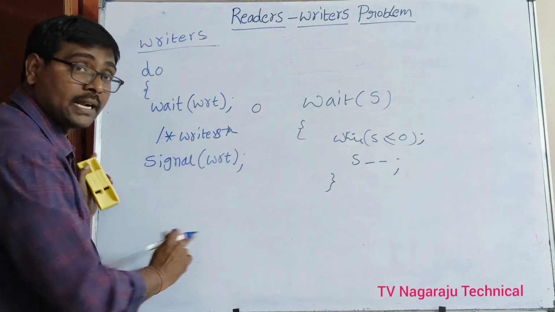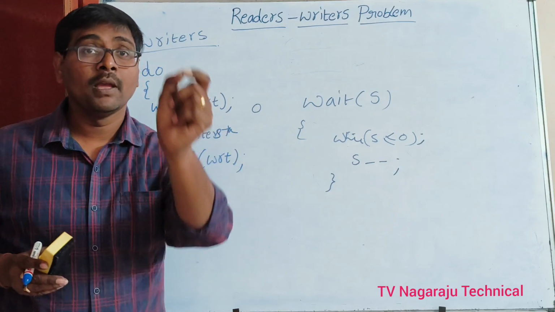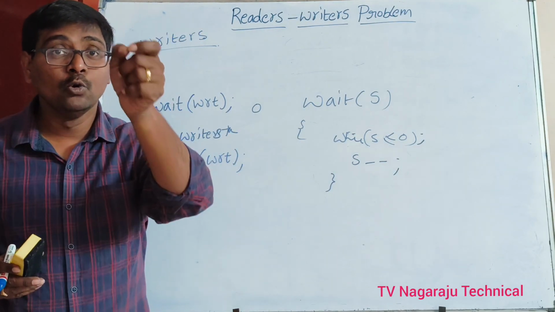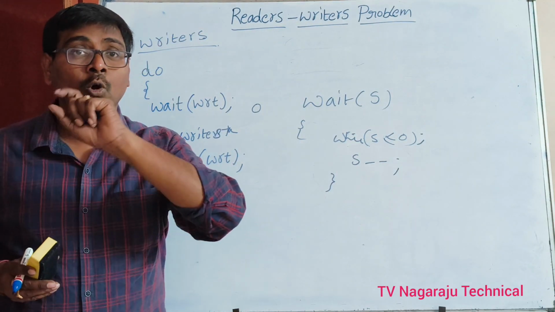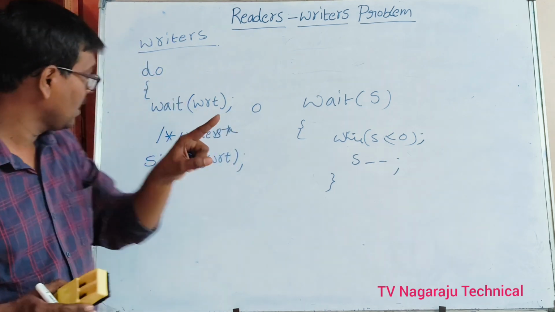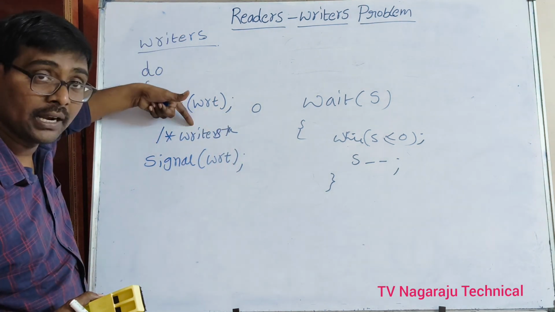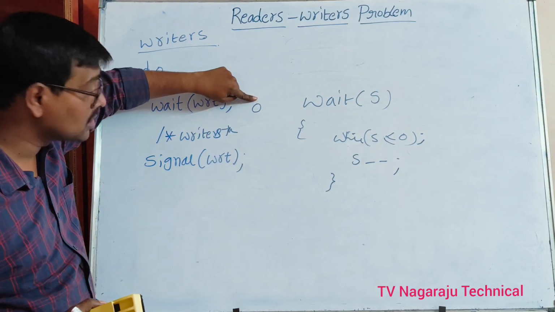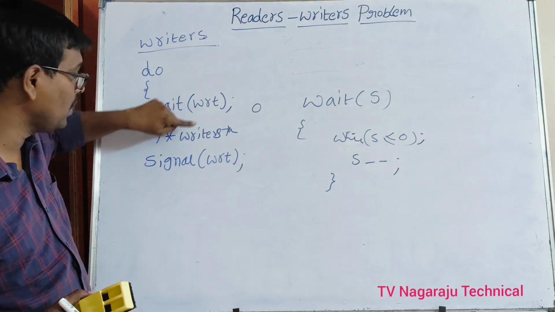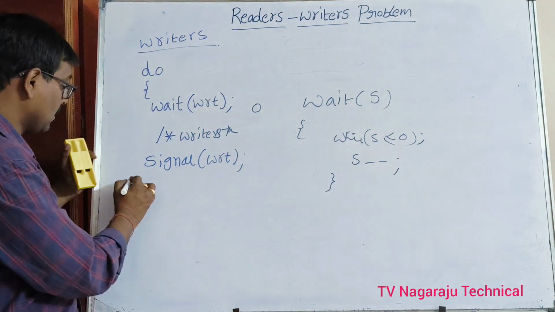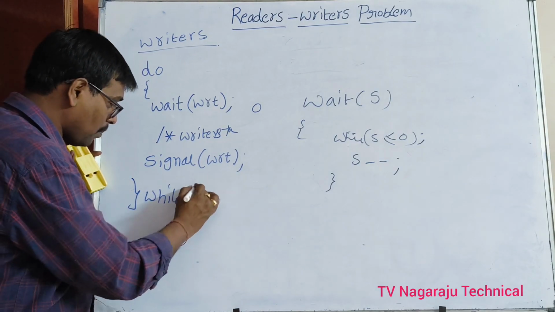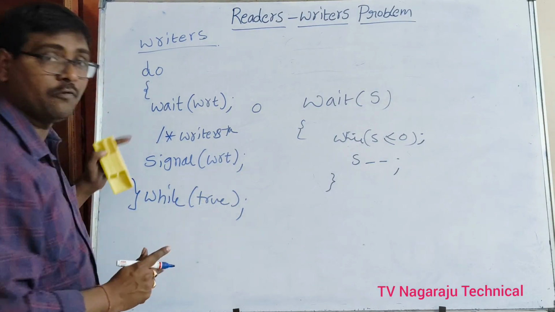That means my first problem is solved. Anyway, sorry, my second problem. What is my second problem? If one writer uses the critical section, no other one is allowed. Clear? If a writer uses the critical section, whether a reader or a writer comes, based on the value of the semaphore, he needs to wait; they are not allowed. Clear? Now, one problem, I achieved the solution for writers.